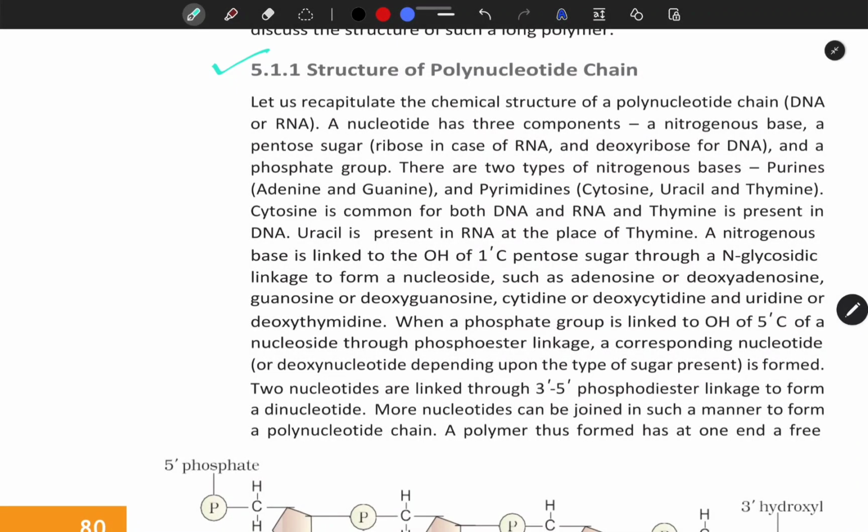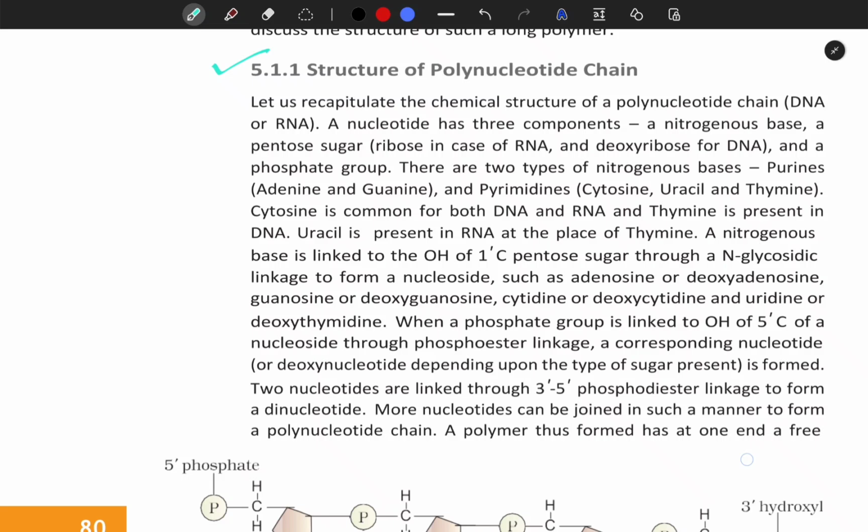5.1.1 Structure of polynucleotide chain. Let us recapitulate the chemical structure of a polynucleotide chain, that is DNA or RNA. A nucleotide has three components: a nitrogenous base, a pentose sugar, that is ribose in case of RNA and deoxyribose for DNA, and a phosphate group. There are two types of nitrogenous bases: purines, that is adenine and guanine, and pyrimidines, that is cytosine, uracil, and thymine. Cytosine is common for both DNA and RNA, and thymine is present in DNA. Uracil is present in RNA at the place of thymine.